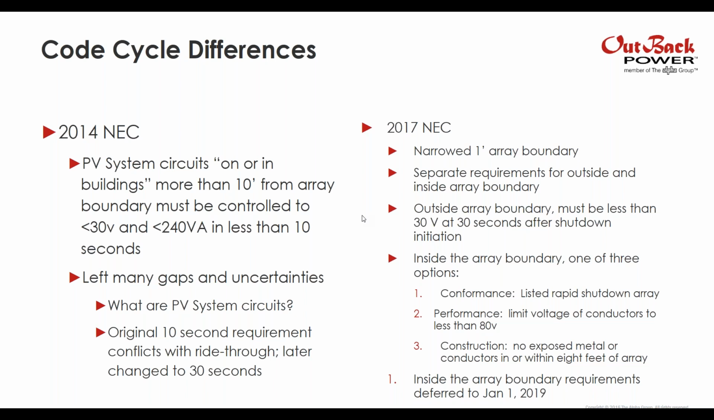2014 said that PV system circuits on or in buildings more than 10 feet from the array boundary must be controlled and down to less than 30 volts in less than 10 seconds. And it left some gaps and uncertainties. For example, how do you define a PV system circuit? And then it originally mandated a 10-second requirement, but that conflicted with the ride-through, so that was later changed to 30 seconds.